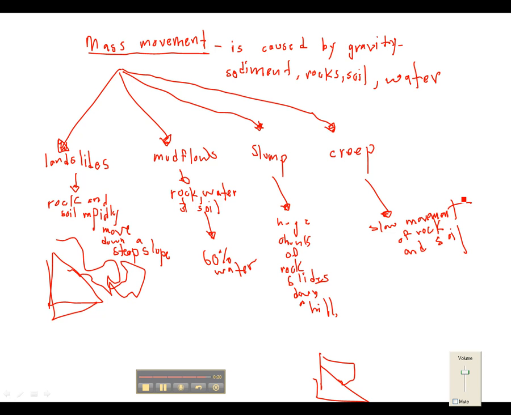So yeah, that's it. Mass movements are caused by gravity. They're usually a movement of sediment, rock, soil, and combinations of water. And we have four types: landslides, mud flows, slumps, and creeps.